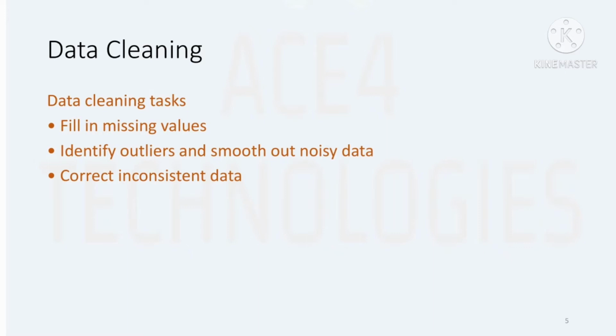Now, what is data cleaning? Data cleaning is the effort to improve the overall quality of data by removing or correcting inaccurate, incomplete, or irrelevant data from a data system. The goal of data cleaning is to achieve consistent, complete, accurate, and uniform data. Usually, the data will have missing values. It may also have outliers and noisy data, or it may have inconsistent data. So it is very important to remove all this in order to have quality data.